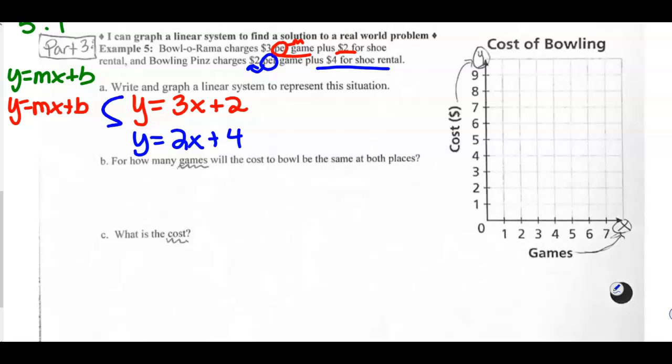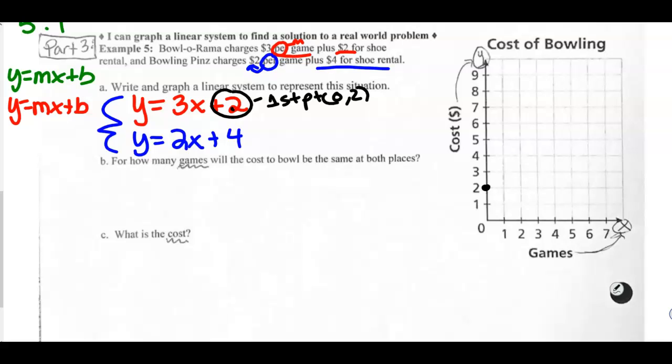So we have our system. There's our system. We wrote both of those from a story problem. Now it says, for how many games will the cost to bowl be the same? So what we're going to do is graph these equations, and then we're going to answer these questions. So remember, how do we graph in slope-intercept form? We put our first point on the b. So that would be 0, 2. So I go over 0 and up 2.